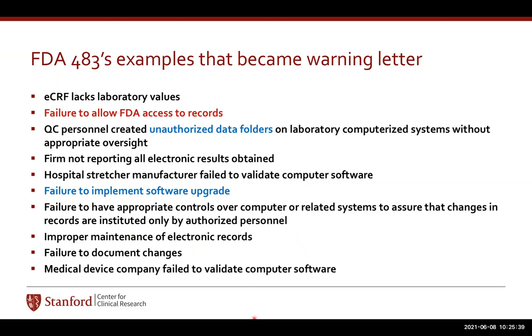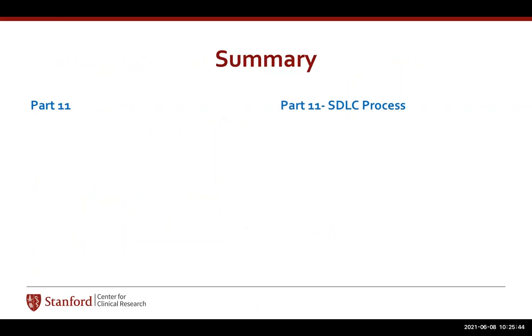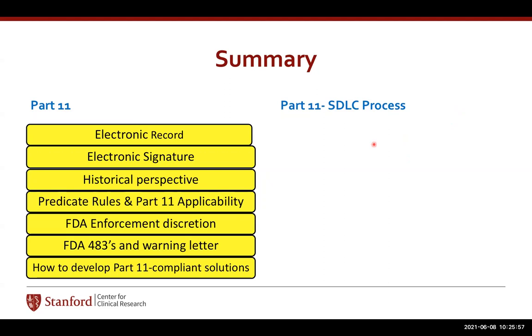So I will go ahead and now summarize my talk. Perhaps that may provide some time, maybe for some questions, maybe a few minutes. So in summary, I provided you a layperson's definitions for electronic record and electronic signature, went over the historical perspective of how it came into being, and then about how it is still in force because we are getting 483s and warning letters. And then I devoted a good deal of time to how to really develop or construct or build a device that is Part 11 compliant.